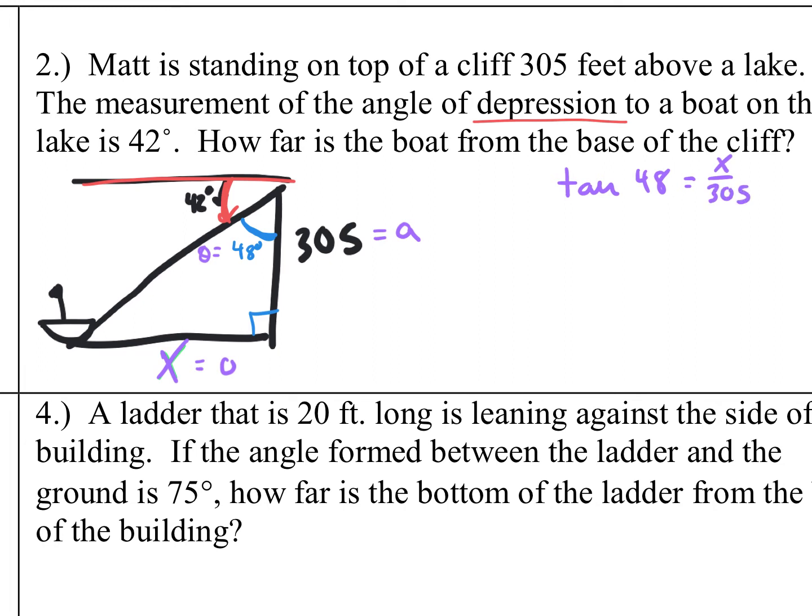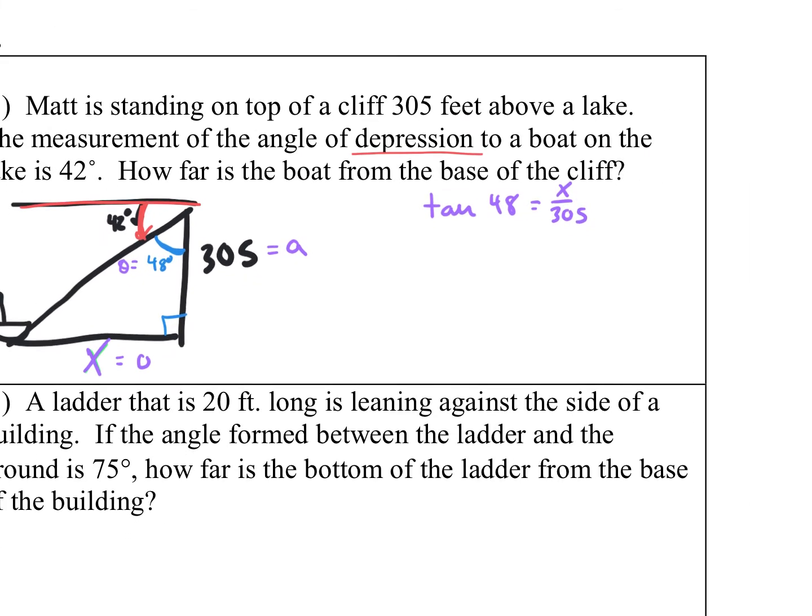What do I need to do here to solve for x? Multiply both sides by 305. So x is going to be 305 times tangent of 48. So x is what? 338.74. And what unit of measure? Feet.